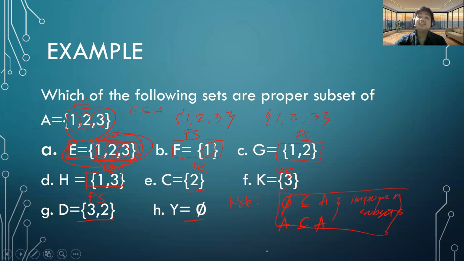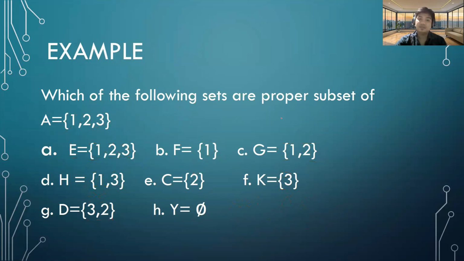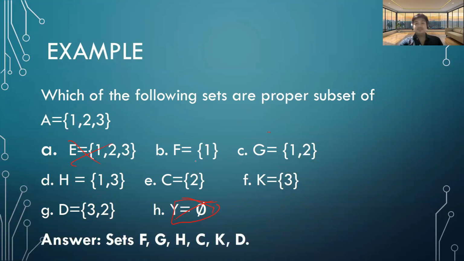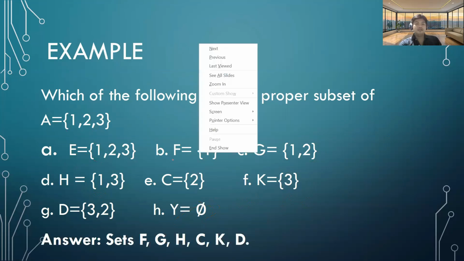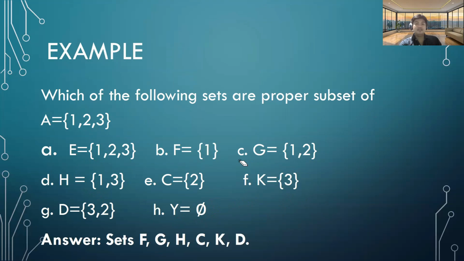And the remaining subsets of each set are called proper subsets. Okay? So, na-erase na. So, this is improper. So, this is not a proper subset. Basically, hindi rin to. So, ang proper subsets natin are set F, set G, set H, set C, set K, set G. So, yun. And yan. So, next.